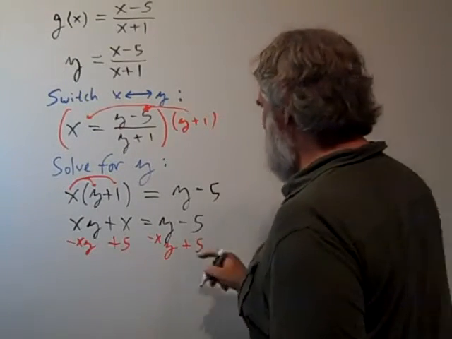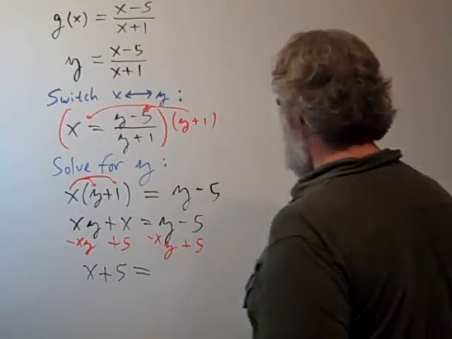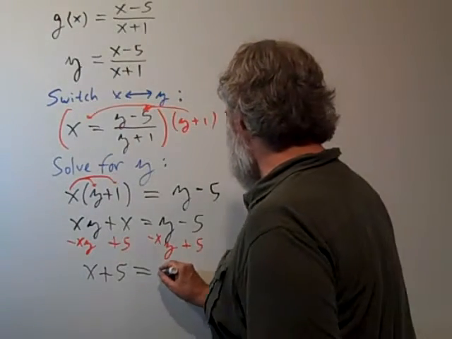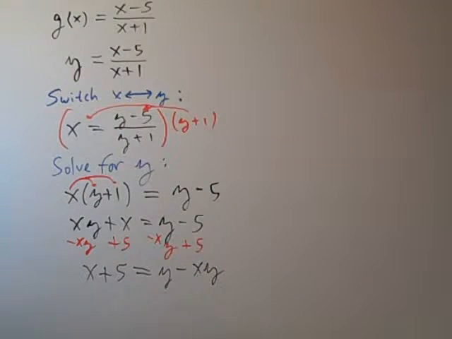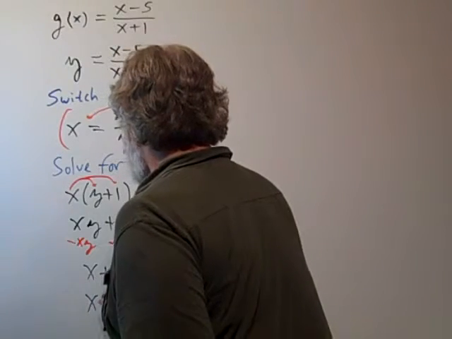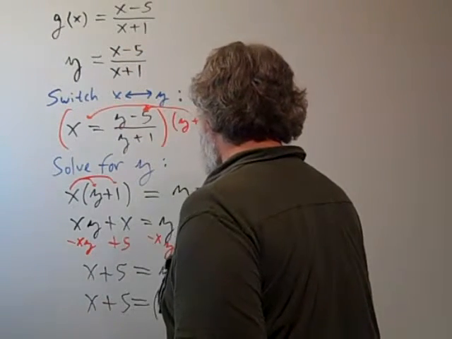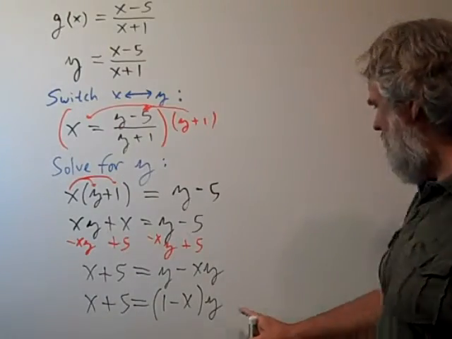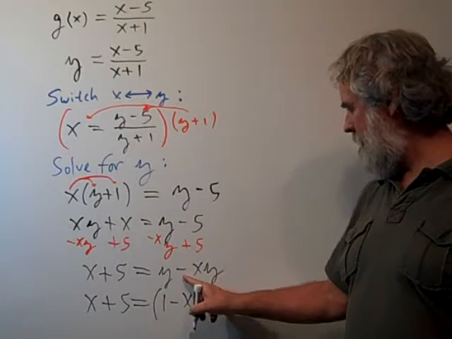What we end up getting is x plus 5 equals y minus x times y. Now we can factor out the y. So we have x plus 5 is equal to (1 minus x) times y, because y times 1 is y, and y times negative x is negative xy.